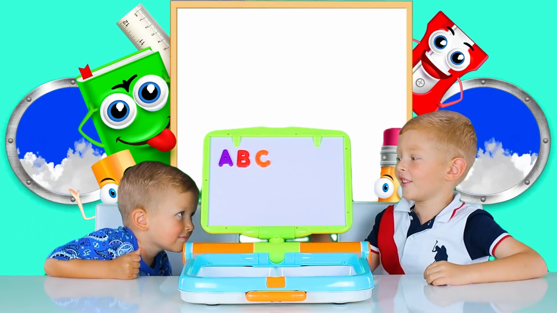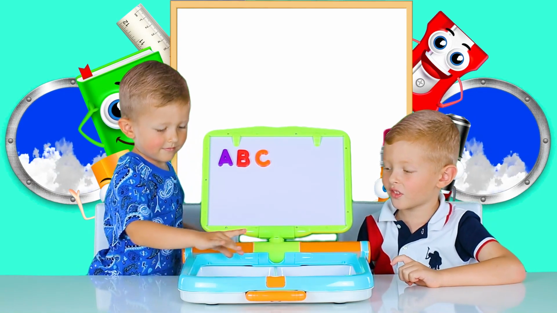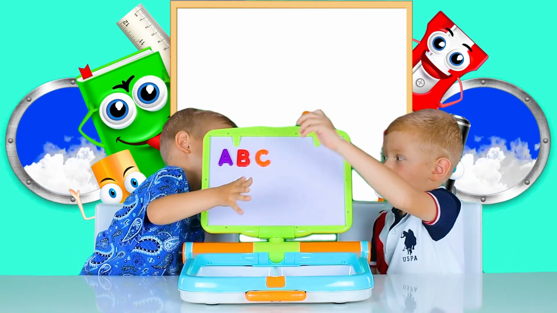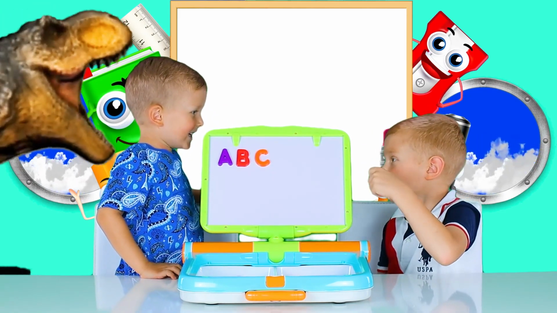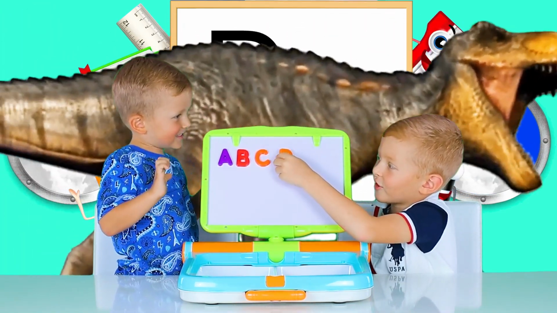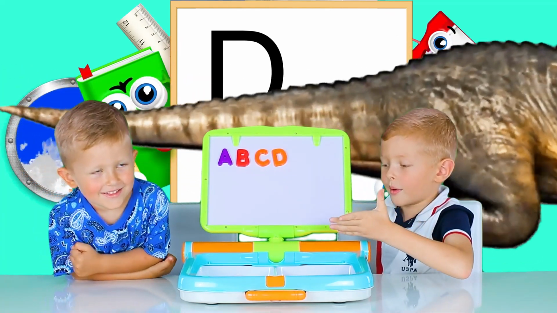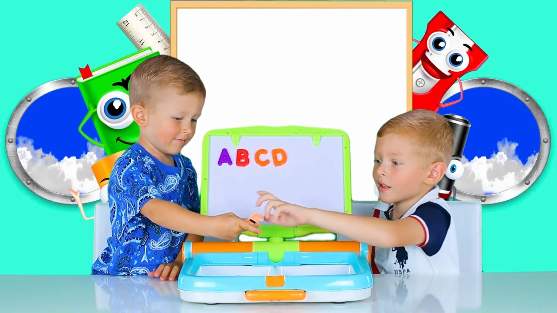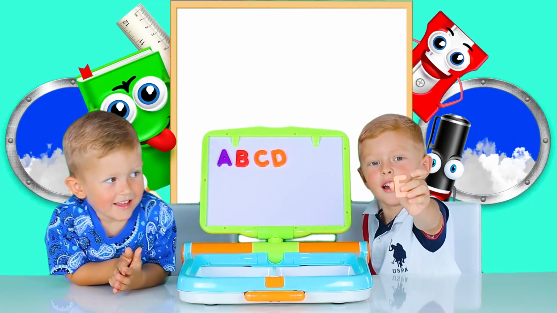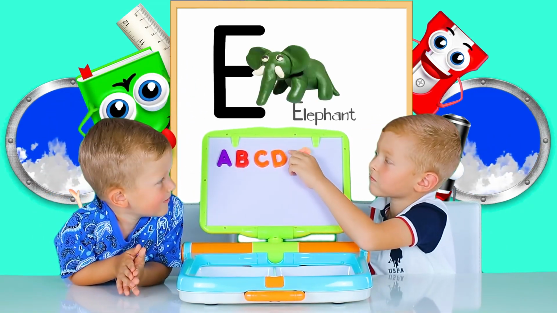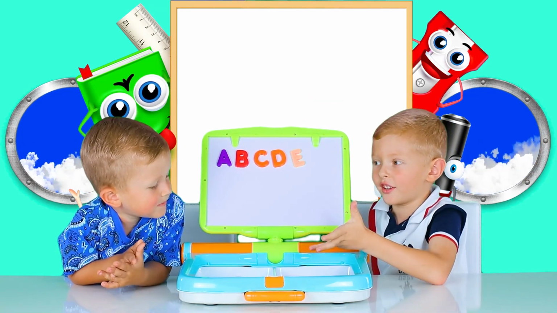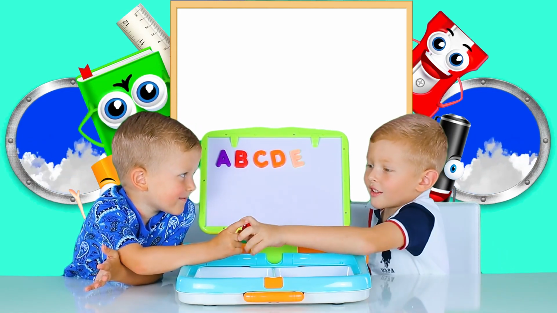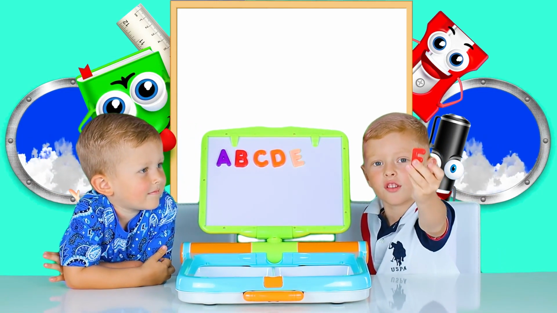Raymond, can you find letter D? D is for? Dinosaur. That's right, D is for dinosaur. Raymond, can you find letter E? Look, this is letter E. And can you find letter F? Look, this is letter F.